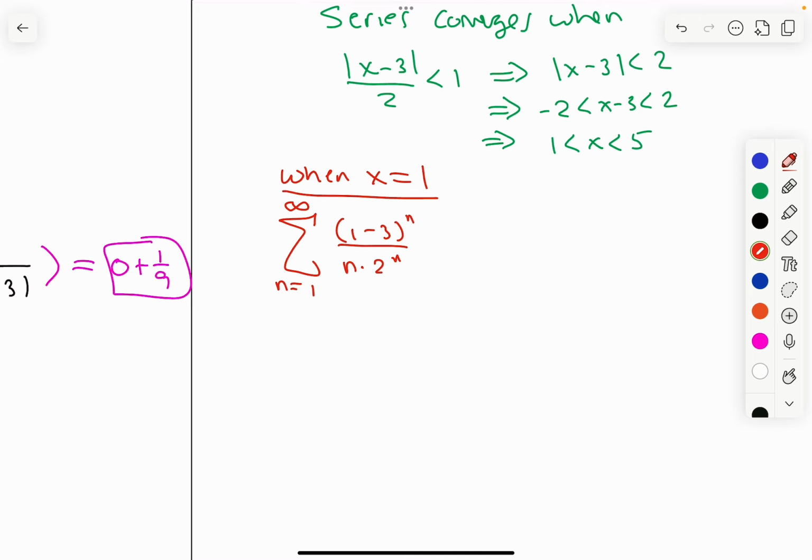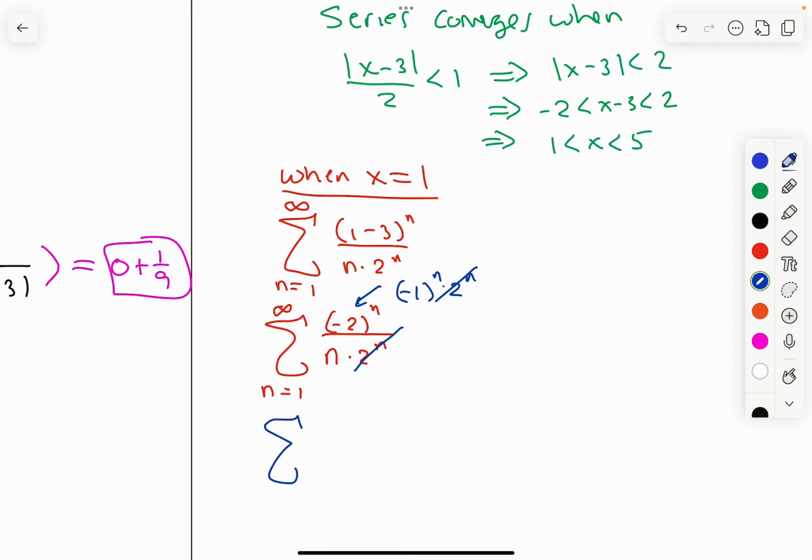And this is the same as negative 2 to the n over n times 2 to the n. Notice that negative 2 to the n can be thought of as negative 1 to the n times 2 to the n. And I say that because that reminds you that the 2 to the n can cancel.